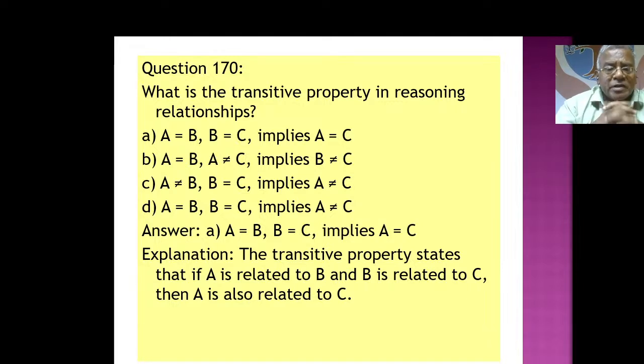Now, this is a very interesting question. It's a mathematical concept. What is the transitive property in reasoning relationship? A is equal to B, B is equal to C implies A is equal to C. That can be only one. If A is equal to B, B equal to C, A equal to C, that is called a transitive property in mathematics, with regard to numbers. So we need not bother about other alternatives. If A is equal to B, B is equal to C, then A becomes C. So this is called transitive property in mathematics.